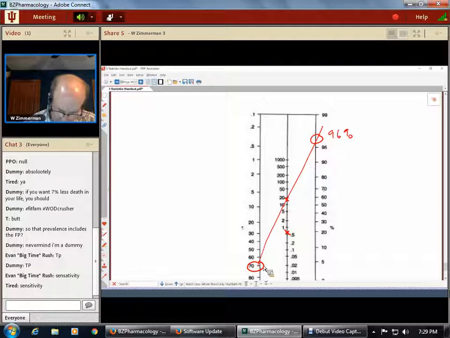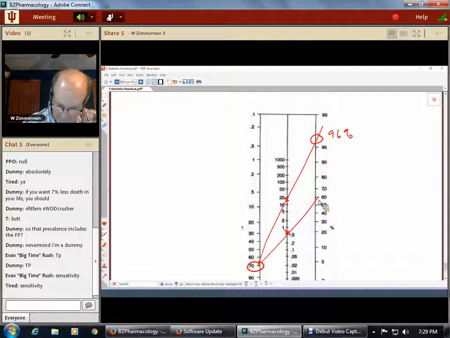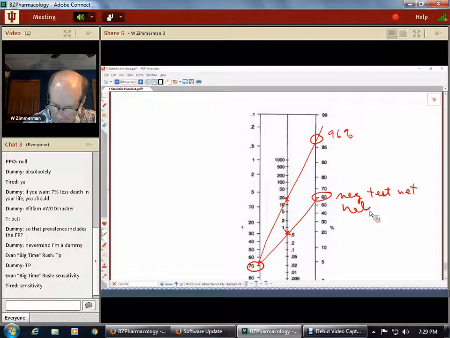On the other hand, a negative likelihood ratio, still about 60%. So somebody has a negative test. That didn't really help you out very much. That saying is, negative test is not helpful in diagnosis due to the poor sensitivity.